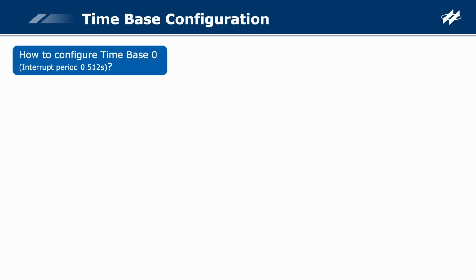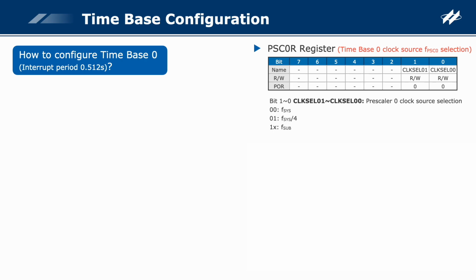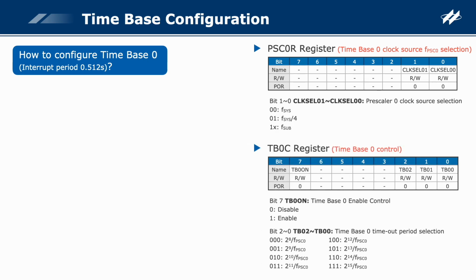Taking the time base 0 as an example, how to configure the interrupt period to 0.512 seconds. The time base configuration involves 2 registers. One is the PSC0R register, which can configure the time base 0 clock source. The other is the TB0C register, which can set the time base 0 interrupt period. Its value range is related to the time base 0 clock source.